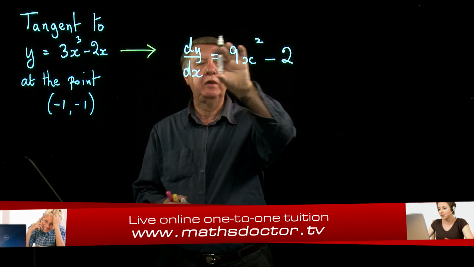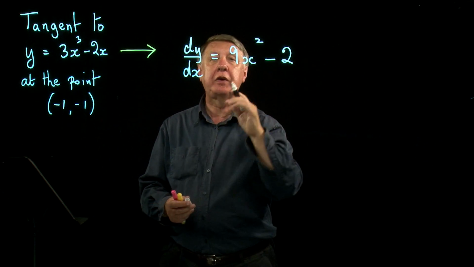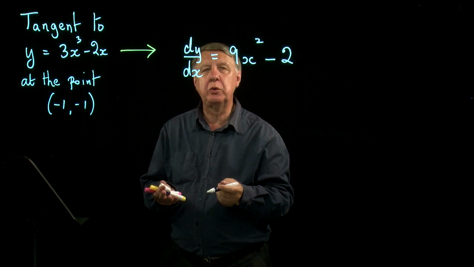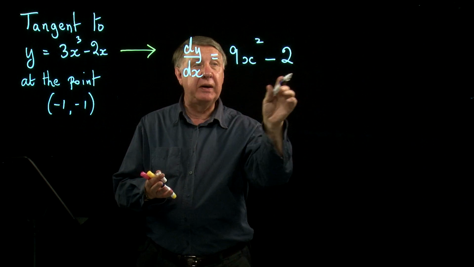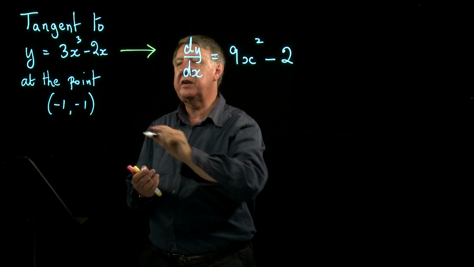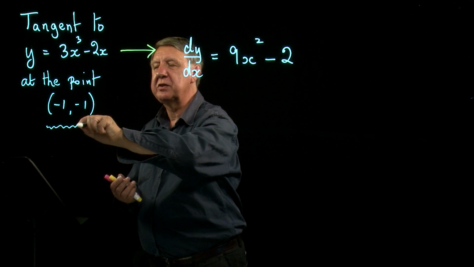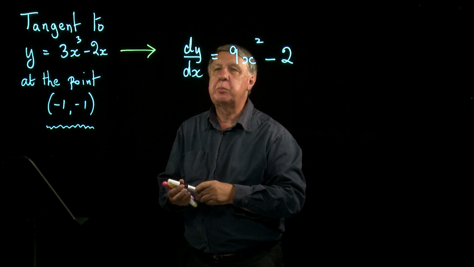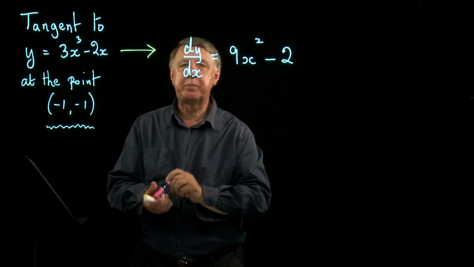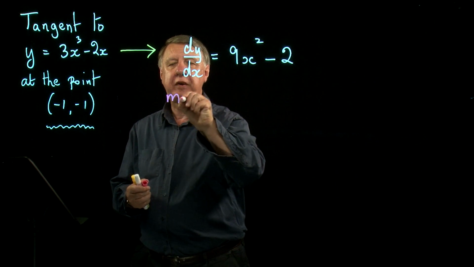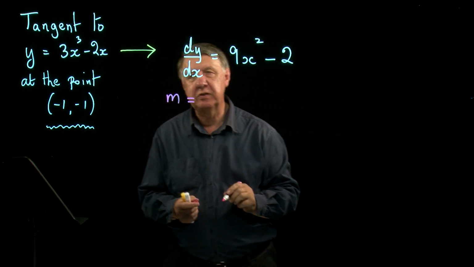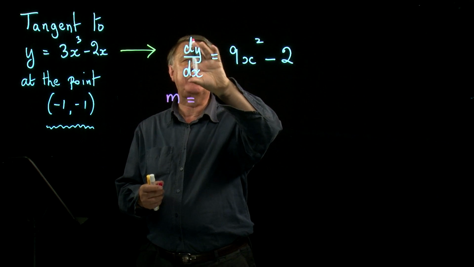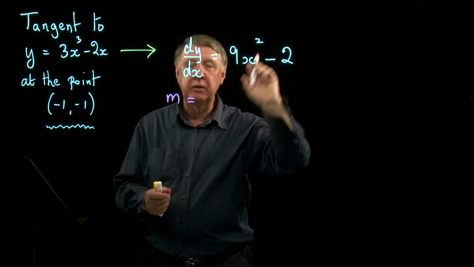So this is the gradient of the curve, anywhere on the curve. Now, it's important that you distinguish the gradient anywhere, which is this, from the gradient at the particular point that we're going to look at, which is that. And I shall always do that by using m specifically for the gradient at the point. So very important to remember this. dy by dx is the gradient anywhere.